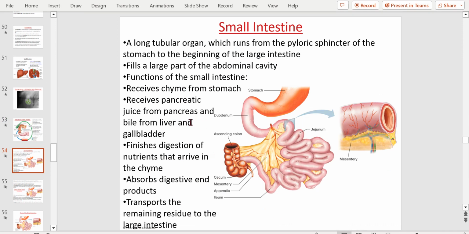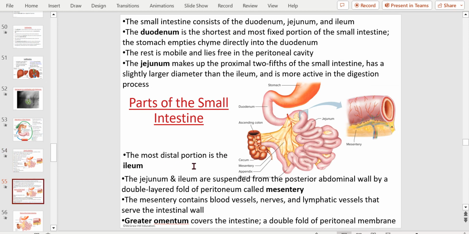Moving on to the small intestine, a long tubular organ which runs from the pyloric sphincter of the stomach to the beginning of the large intestine and fills a large part of the abdominal cavity. Functions of the small intestine include receiving chyme from the stomach, receiving pancreatic juice from the pancreas and bile from the liver and gallbladder, finishing digestion of nutrients that arrive in the chyme, absorbing digestion end products, and transporting the remaining residue to the large intestine. Okay, lots going on here.